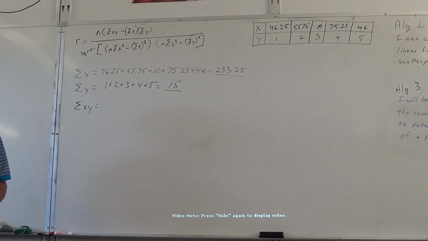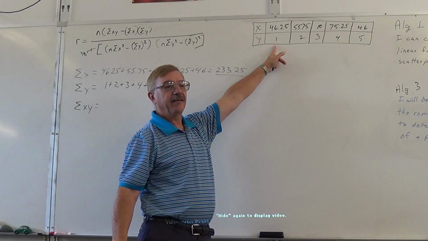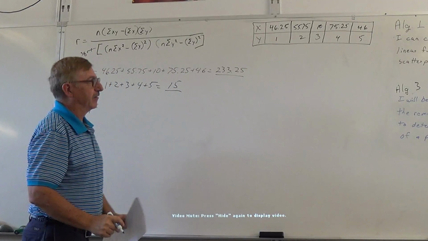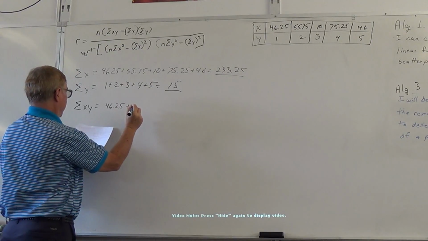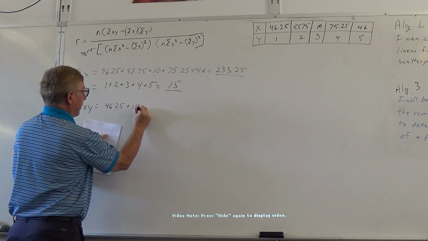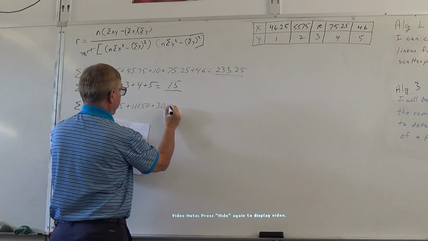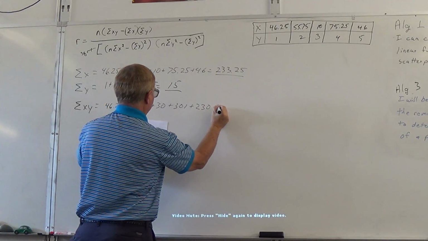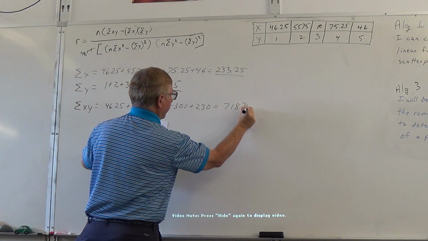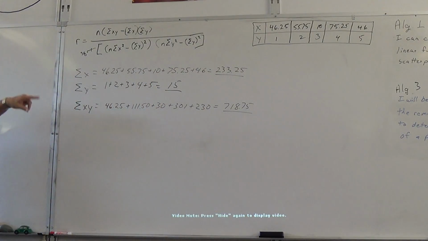To find the summation of xy, you take x and multiply it by its corresponding y, and then add them all together. So it's 46.25 plus 111.50 plus 30 plus 301 plus 230, or 718.75. That's the summation of xy. So it's x times y corresponding, added together.